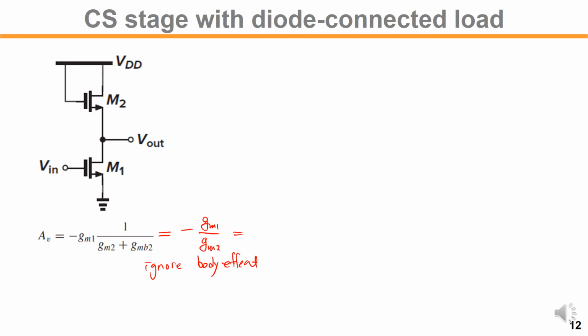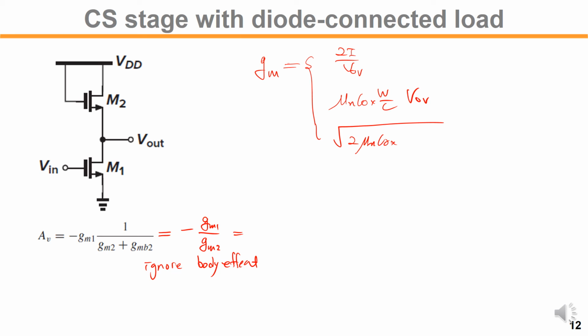Now we know there are three gm equations we can use. Do you remember them again? One is 2I over V overdrive. The second one is mu n Cox W over L times V overdrive voltage. And the third one is the square root of 2 mu n Cox W over L times ID, isn't it?